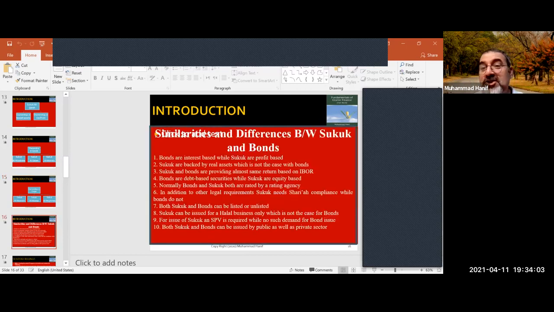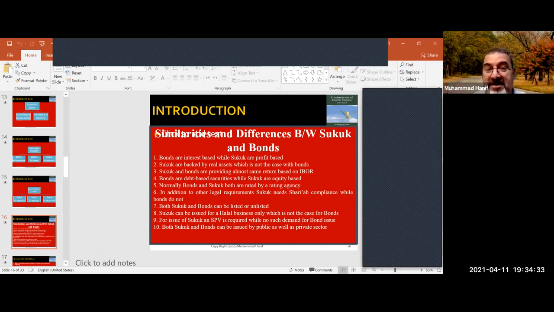Similarities and differences between sukuk and bonds. I made this slide only to give some satisfaction to those people who always ask, what is the difference? Where is the difference? How is Islamic finance different? So that's why I use it. Bonds are interest-based while sukuk are profit-based. When you say profit-based, it means profit is generated by the asset, then you distribute it to the people who have invested money.